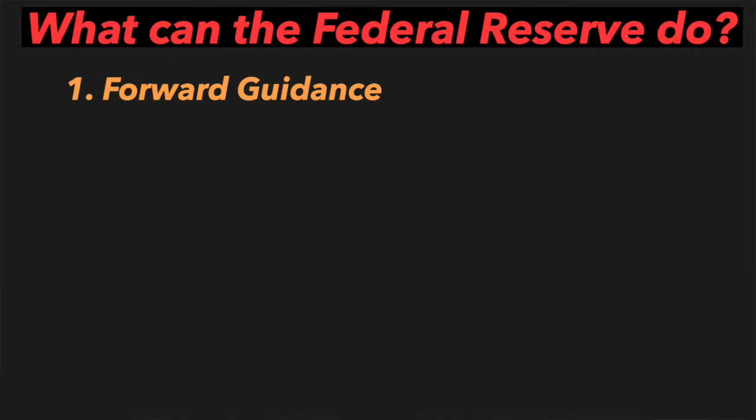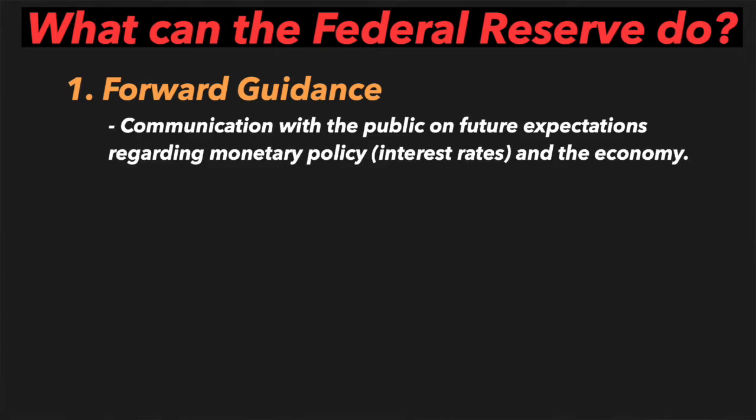So what is it that the Federal Reserve is doing? Well, first off, let's ask, what can the Federal Reserve do at all? The Fed has three main tools that they can use. The first tool that the Federal Reserve has is what's referred to as forward guidance, which basically just means that the Federal Reserve can communicate to the public and let them know what their future projections are and where they see interest rates going in the future.